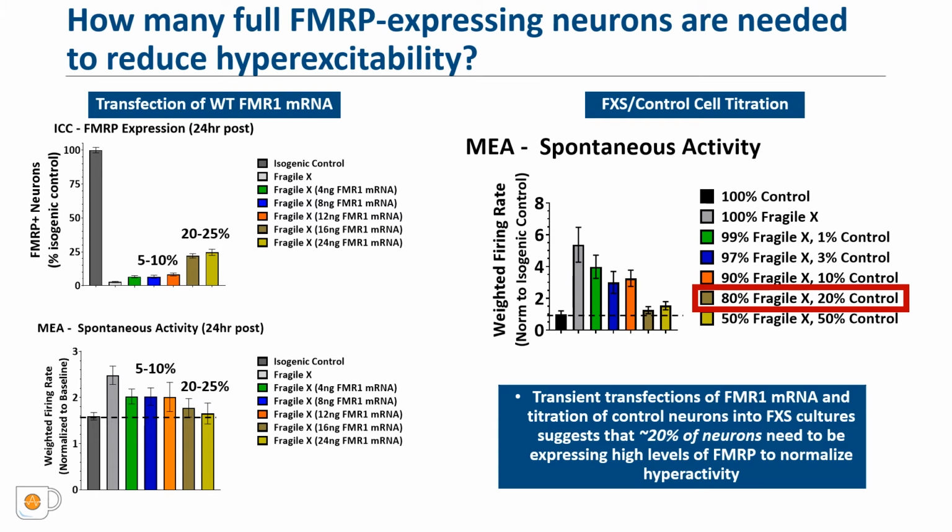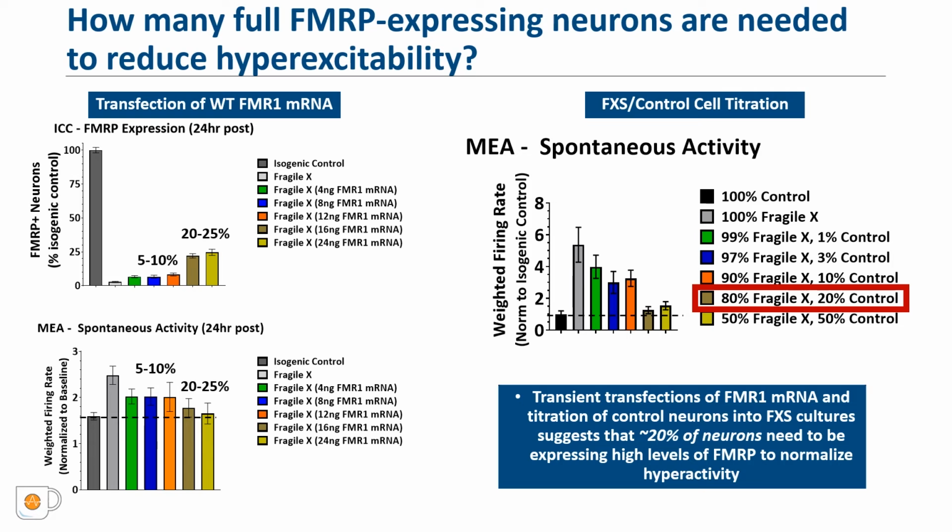The data are normalized to the isogenic control shown in dark gray, which was set at 100%. This shows that when neurons were transfected with 4 to 12 nanograms of FMR1 mRNA, depicted as the green, blue, and orange bars, this leads to around 5 to 10% FMRP-positive neurons. When neurons were transfected with 16 to 24 nanogram FMR1 mRNA, shown by the brown and gold bars respectively, this resulted in around 20 to 25% FMRP-positive neurons.